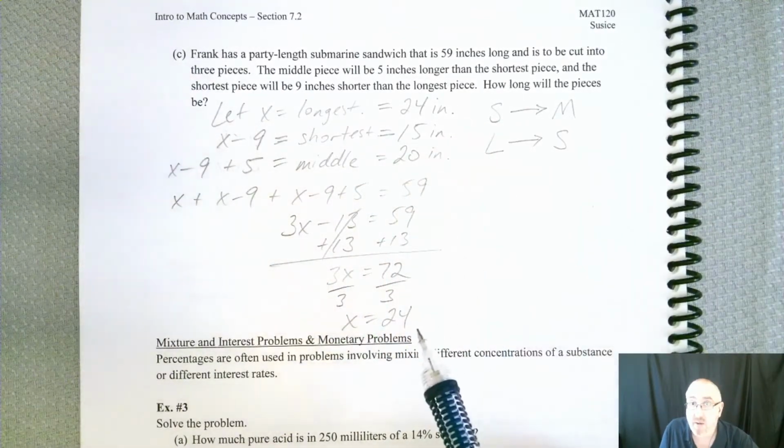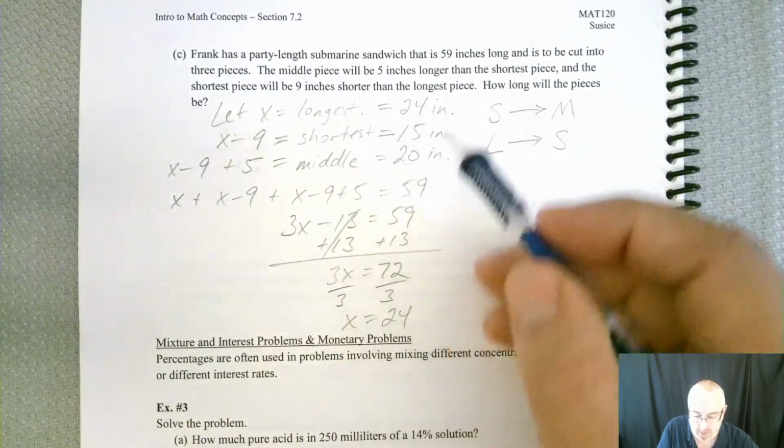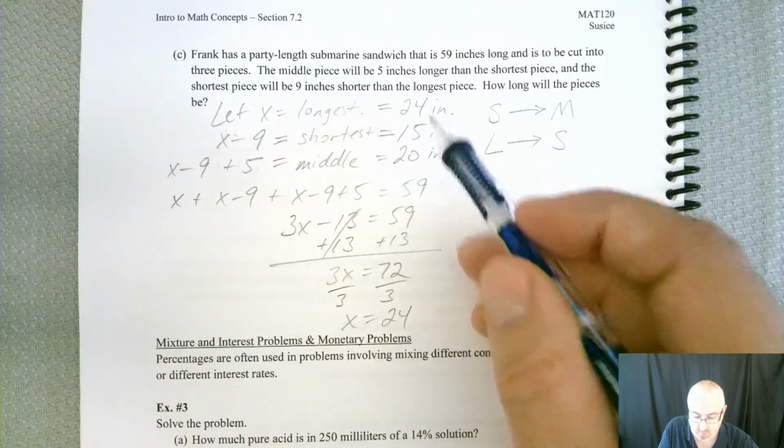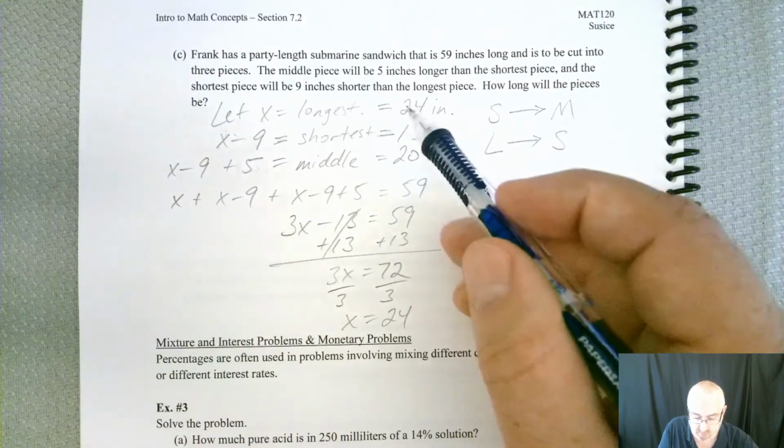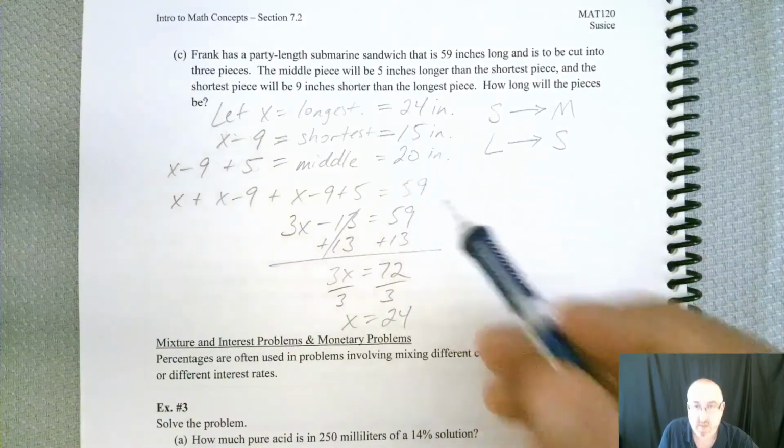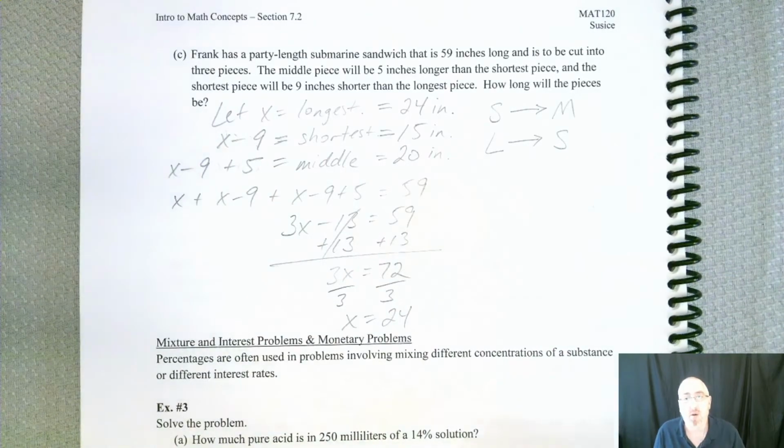And if you're not sure if you did it right, how can you check it? Let's add up all 3 pieces. So 4 and 5 is 9, 2, 3, 4, 5. So 59. So we got it.